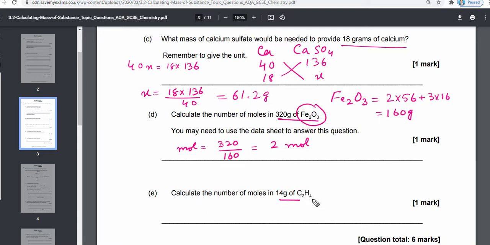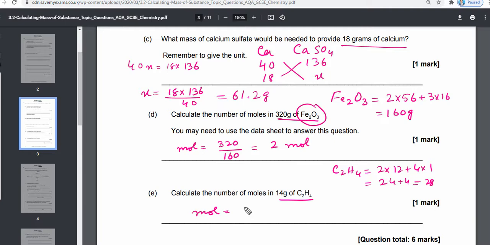Okay, now for the next one it says calculate the number of moles of 14 gram of C2H4. It's basically ethene. So I'll do the same working. So first of all I have to work out the formula mass of C2H4. So that would be equal to 2 times 12 plus 4 times 1. So it will be 24 plus 4 equals 28.